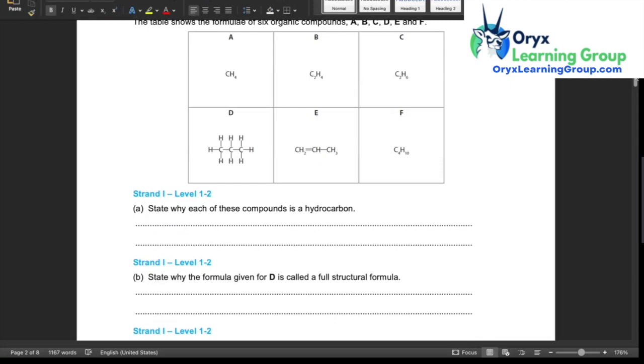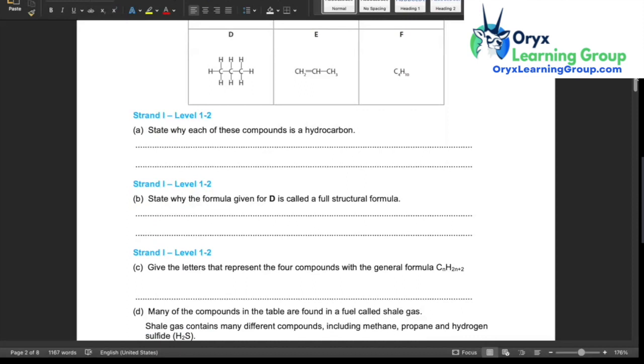The next one, state why the formula given for D is called a full structural formula. Because it shows all of the hydrogen bonds. See, all of the carbon to carbon and hydrogen bonds. A full structural formula is a formula in which it shows all the atoms, including all the bonds as well. So you need not say hydrogen bonds or carbon to carbon bonds. You should say that it is a full structural formula because it shows all the atoms with all the bonds. Okay, so that should be your answer. Okay, let's go to the next one.